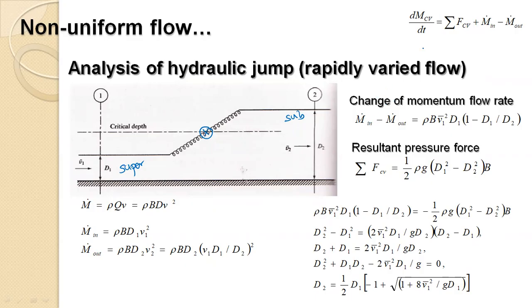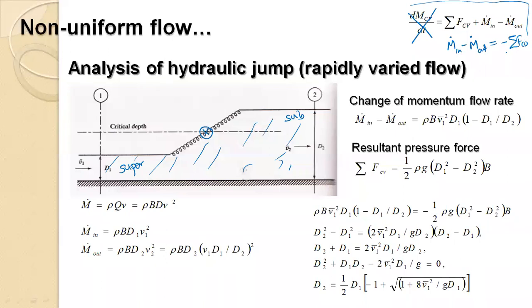So this is the momentum equation for a control volume. This is the whole control volume that you consider. So apply the momentum equation for steady flow. If the steady flow is considered, this term disappears. So that means M in minus M out, this is the momentum flow rate, should be equal to minus sigma F_CV, the unbalanced forces acting on the control volume.